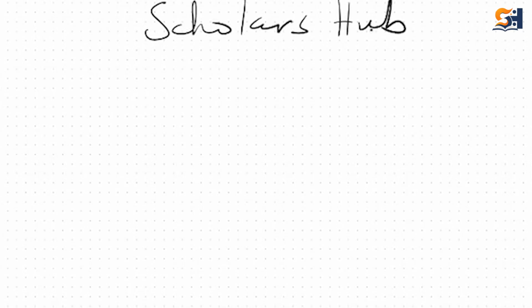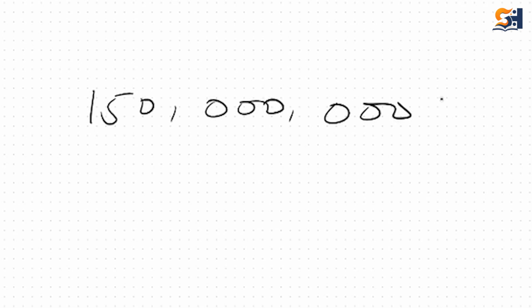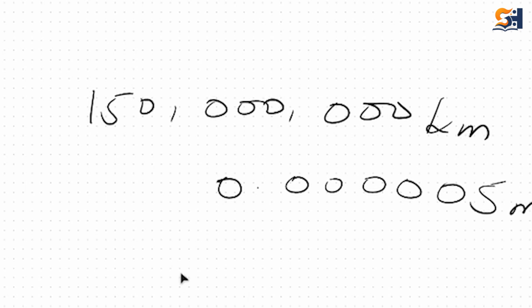Today, we're going to learn a trick that scientists and engineers use to make massive numbers, and tiny ones, much easier to handle. This trick is called standard form, also known as scientific notation. Have you ever tried to write a number like the distance from the Earth to the Sun? It's about 150 million kilometers. Or the width of a tiny human hair? It's about 0.000005 meters. Writing all those zeros is tiring, and it's very easy to make a mistake. Standard form solves that problem.